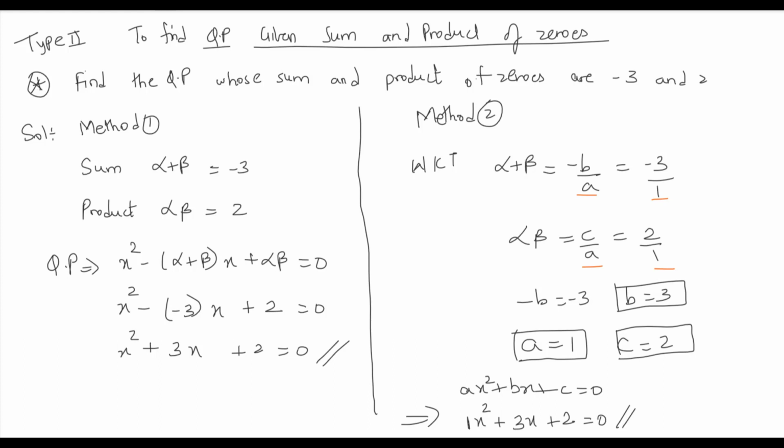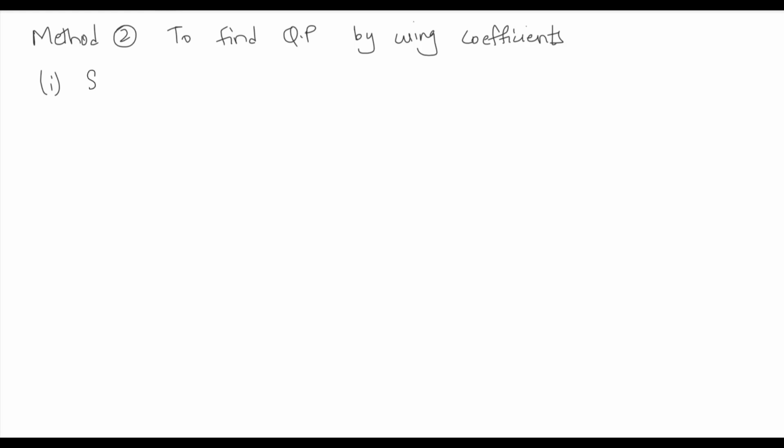We'll solve one more sum by using our method 2. Method 2, to find a quadratic polynomial by using coefficients. In method 1 we use the formula, and in method 2 we'll use the coefficients. So let's take an example. Here we have to find a quadratic polynomial whose sum is 1 and product is also 1. It means alpha plus beta is equal to 1 and alpha beta is equal to 1, and we have to find the quadratic polynomial.